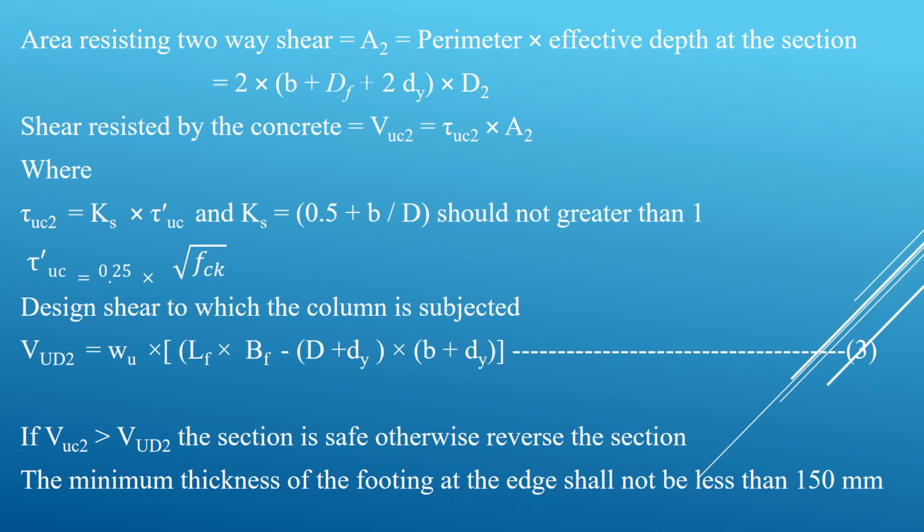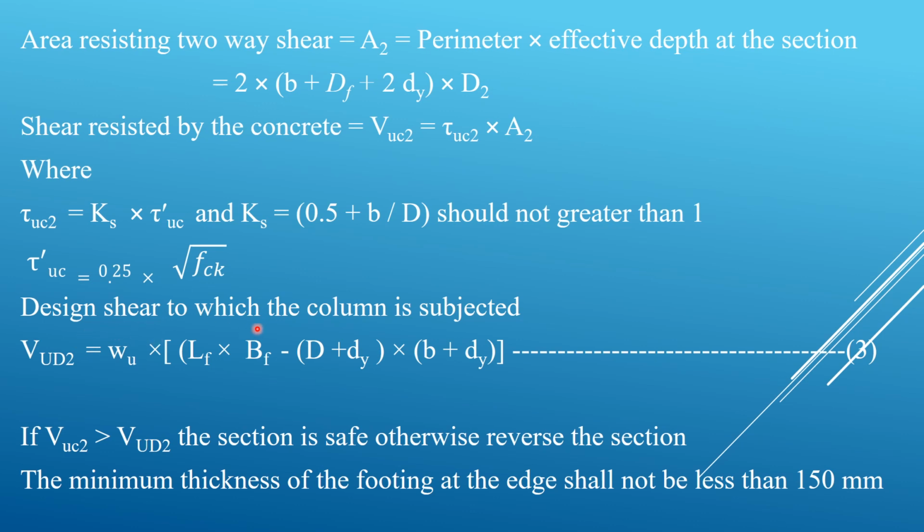The area resisting two-way shear is considered as A2, which is equal to the perimeter into the effective depth at the section, which is equal to 2 times in the bracket b plus df plus 2 times dy into d2. The shear resisted by the concrete, VC2, is equal to tau UC2 into A2, where tau UC2 is equal to Ks into tau dash UC, and Ks is 0.5 plus b divided by capital D, that is the smaller cross-section dimension of the column divided by the larger dimension of the column, which should not be greater than 1. Then tau dash UC is equal to 0.25 times the square root of FCK, where FCK is the characteristic strength of the concrete used for the footing.